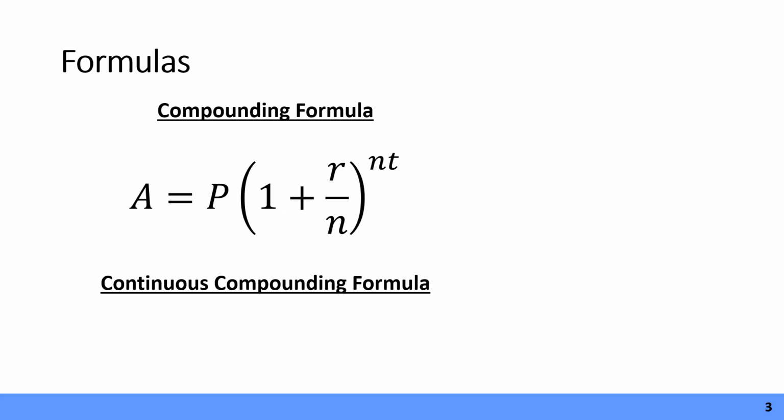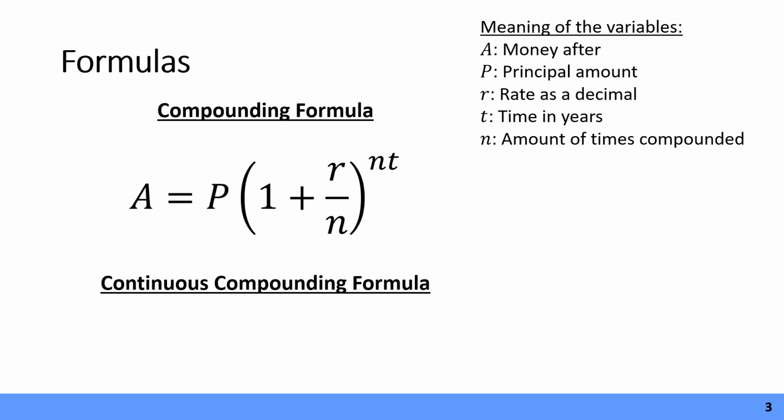The first one is the compounding formula, and the equation reads as follows: A equals P times (1 plus R over N) to the power of NT. Of course, in order to use this formula, you do have to know the meaning of all the variables. So this is what the variables mean.